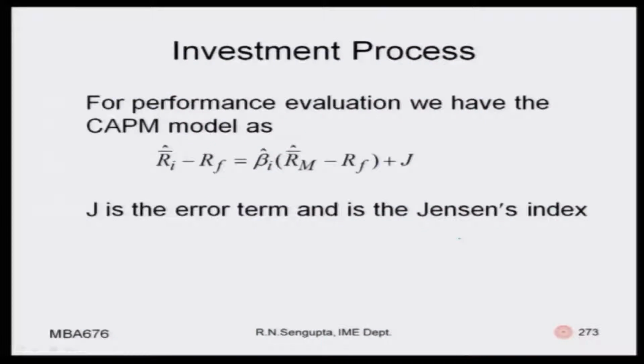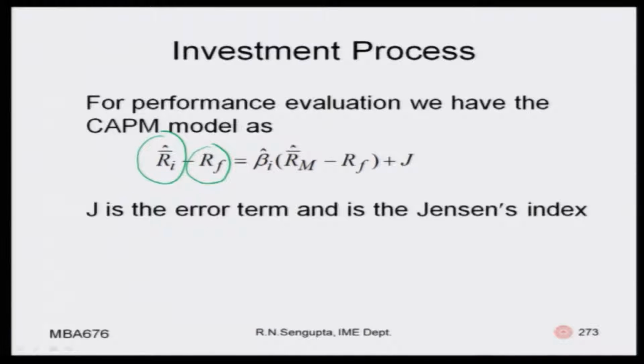For performance evaluation, we have the CAPM model as given. Now, if you look at this equation very carefully, the left hand side is again the excess return on that particular portfolio or that particular stock with respect to the risk free interest rate. The only fact is that RF is fixed, so its value theoretically we are saying is constant. But rather than R_i bar, we now basically have a hat.